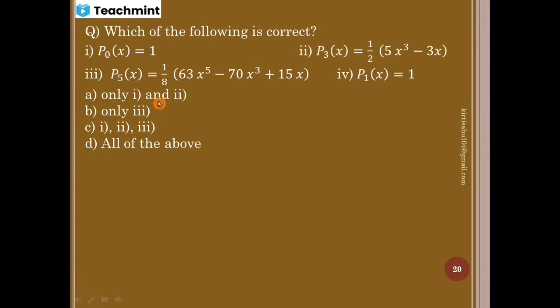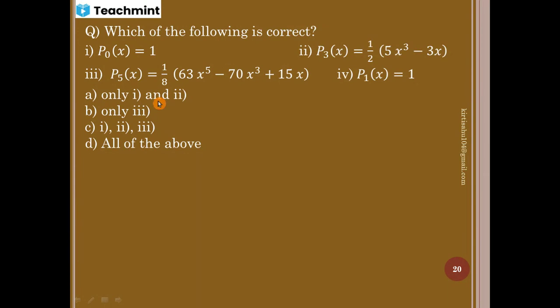Okay. Next question, which of the following is correct? P0 of x is equal to 1, then 1 by P3 of x, P4 of x, all these values are required here. Right. How do we get this? So one option is either you remember these formulas, or the other option is you derive the formula. According to me, this being a multiple choice question, better is to remember the values of the Legendre polynomial of various order, P0 of x, P1 of x, P2 of x.